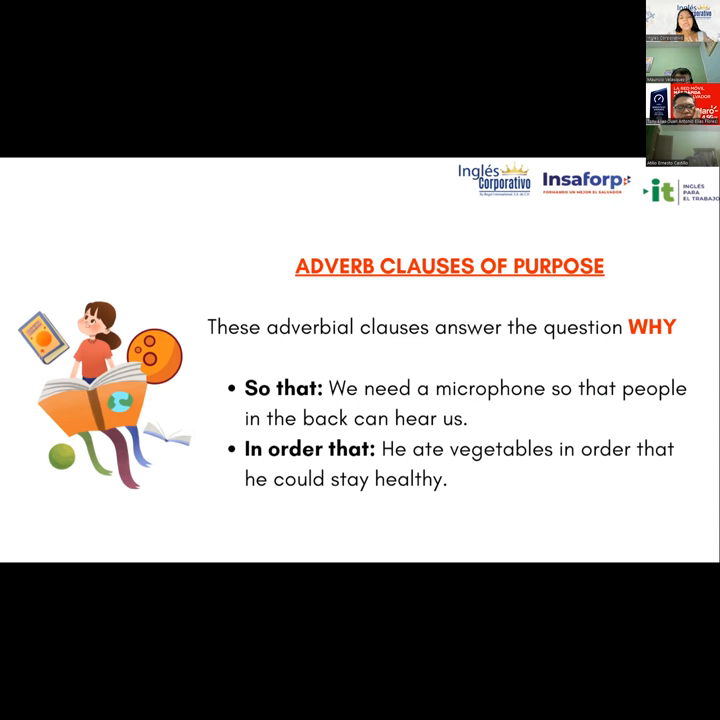Yes? In order that he ate vegetables, in order that he could stay healthy. So he ate vegetables. Él comía vegetales, verduras, para mantenerse saludable. Mantenerse saludable, ¿ok? We need to interpret. Very good. Or we can say de esta manera, in order that, right? De esta manera, él podía estar saludable. Okay. So that, in order that.